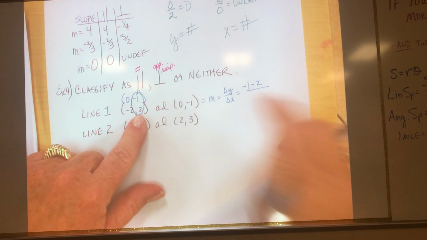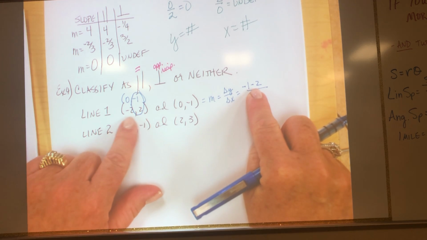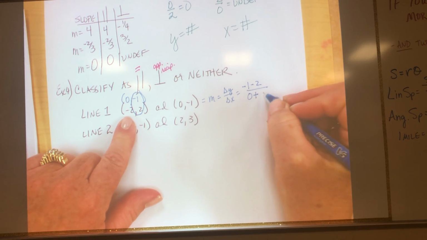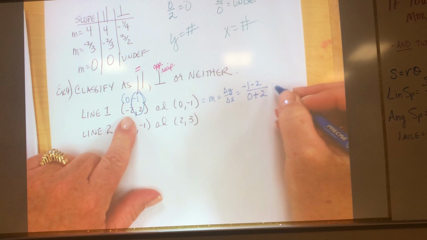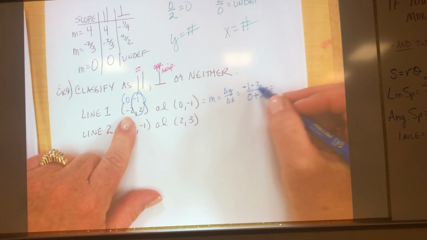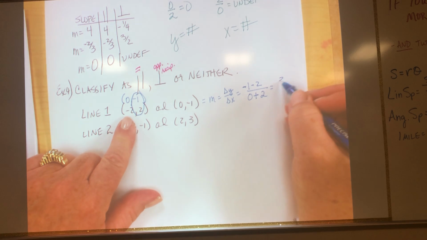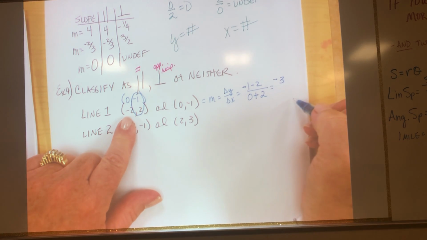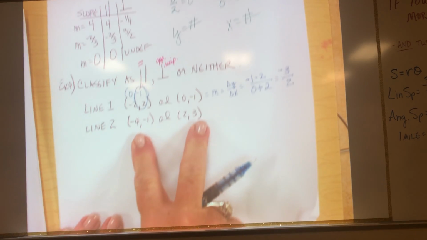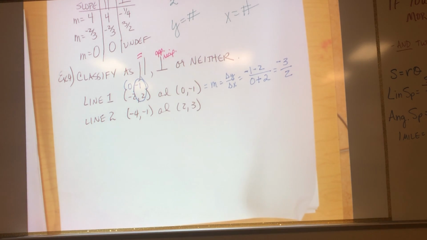If I go -1 -2 on the top, what do I have to say on the bottom? 0 +2. Yeah, you have to go 0 -(-), which becomes a positive 2. What's -1 -2? These are like signs. What do you do with them? Add them, take the sign of both. What's 0 + 2? 2. All right, you find the slope of this bottom line all by yourself. I'll give you less than a minute.